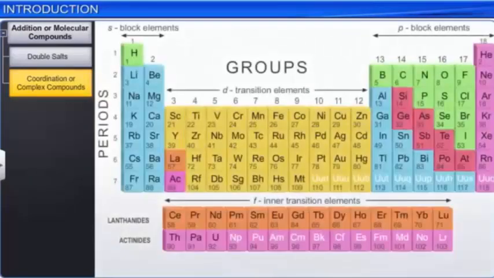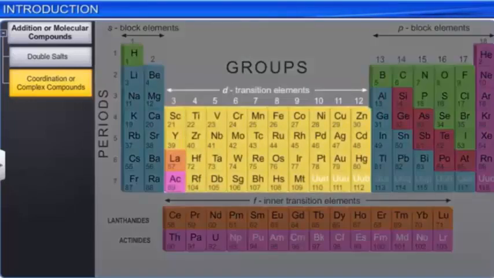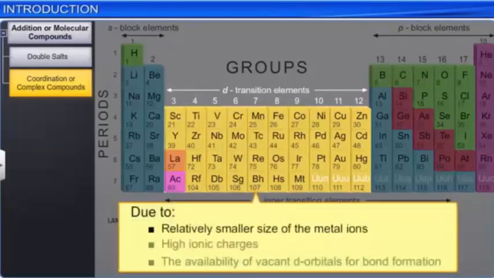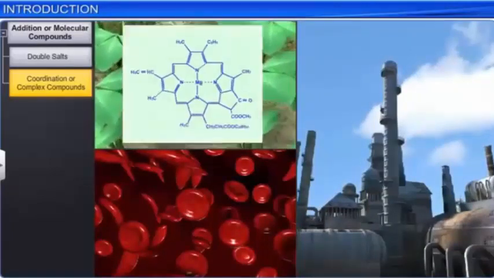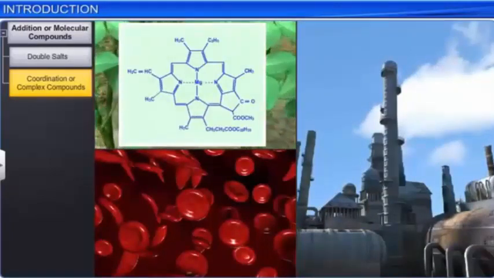Transition metals show a greater tendency to form complex compounds. This is due to the relatively smaller size of the metal ions, high ionic charges, and the availability of vacant d orbitals for bond formation. Coordination compounds form the backbone of modern inorganic and bioinorganic chemistry and chemical industry.